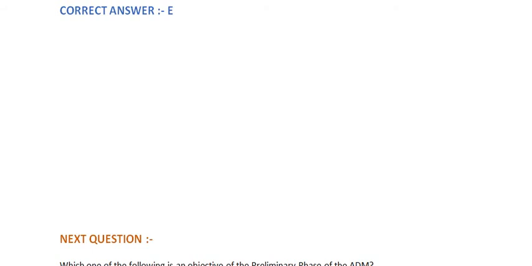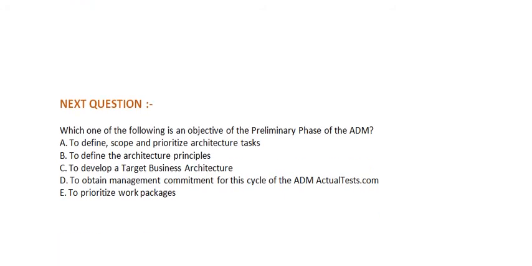Next question is, which one of the following is an objective of the preliminary phase of the ADM? Option A, to define the scope and prioritize architecture tasks. Option B, to define the architecture principles. Option C, to develop a target business architecture. Option D, to obtain management commitment for this cycle of the ADM. And option E, to prioritize work package. The correct answer is option B.